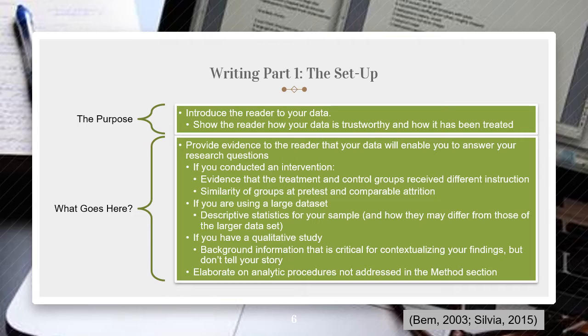If you have a qualitative study, you'll provide background information that's critical for contextualizing your findings, but they don't necessarily tell the story that you want to tell. If there are any analytic procedures that you used that you didn't provide a lot of detail about in the methods section, you'll provide that information here. So with the setup, you're basically showing the reader what you did and what the data are like, so that they know that you are actually able to answer your research questions.